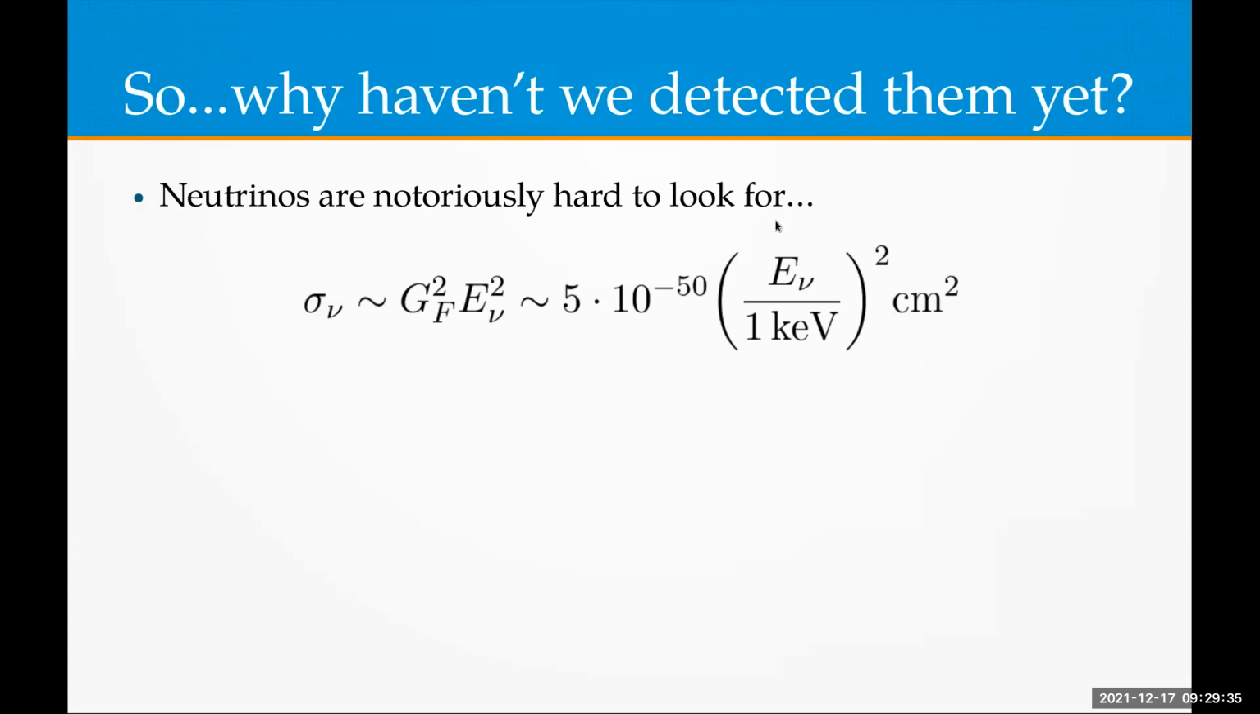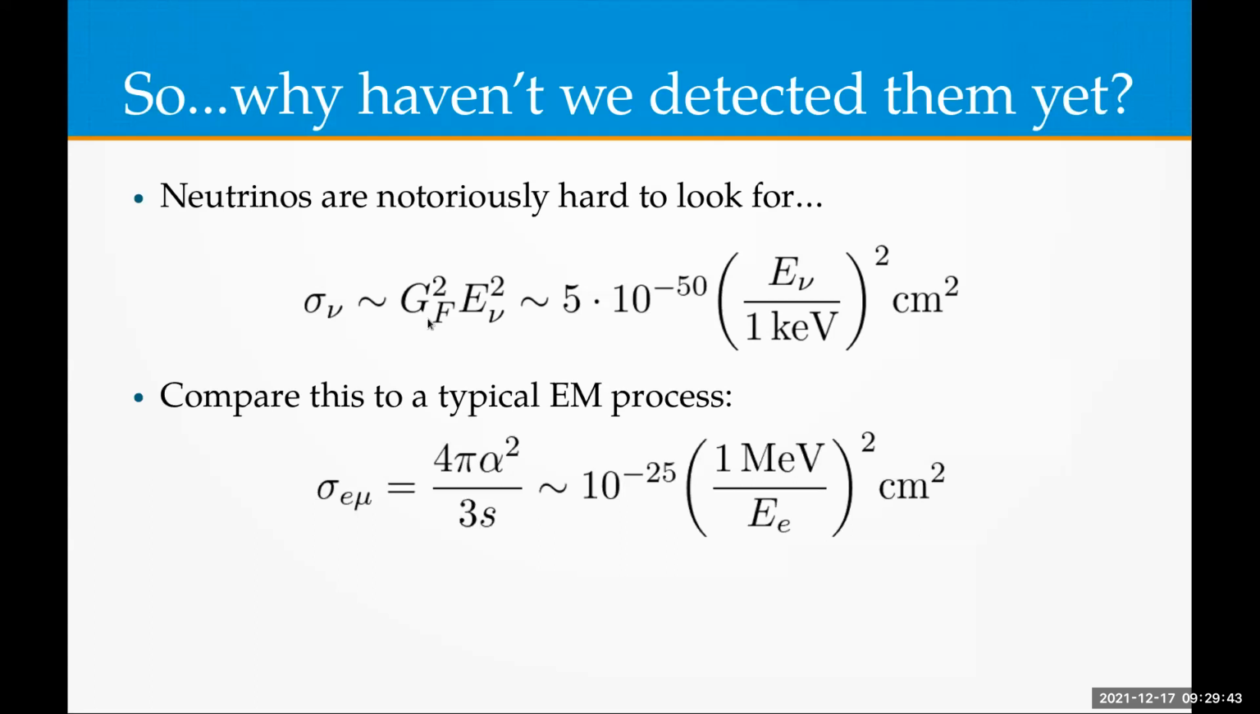And this is even lower for relic neutrinos, where this energy scale is of order the neutrino mass, which is really quite small. Is this a small cross-section? Well, let's compare this to a typical electromagnetic process. This is the cross-section for electron-positron annihilation to a pair of muons. We find that this comes out to be about 10 to the minus 25 centimeters squared. So these neutrino cross-sections differ by about 25 orders of magnitude, if not more. So these really do interact weakly.